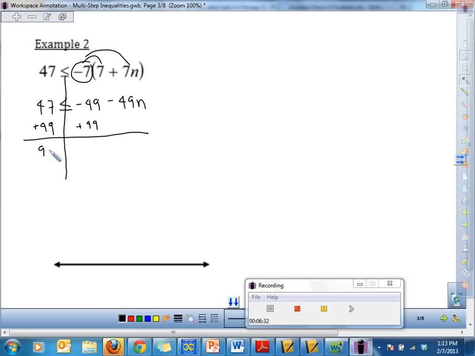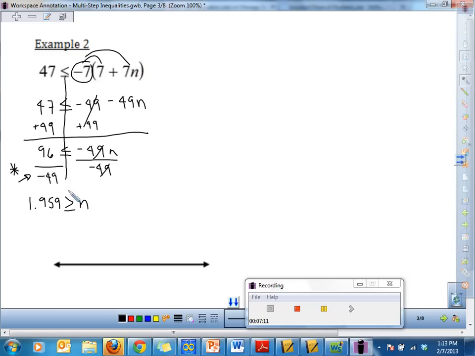47 plus 49 gives me 96, is less than or equal to. These cancel. I'm left with a negative 49n. I need to get my n alone. So I know that this is negative 49 times n. So to undo that, I'm going to divide by negative 49. 96 divided by negative 49 is going to give me 0.959. Now I noticed right here that I divided by a negative, so I need to flip my sign, and these cancel out, and I'm left with n.